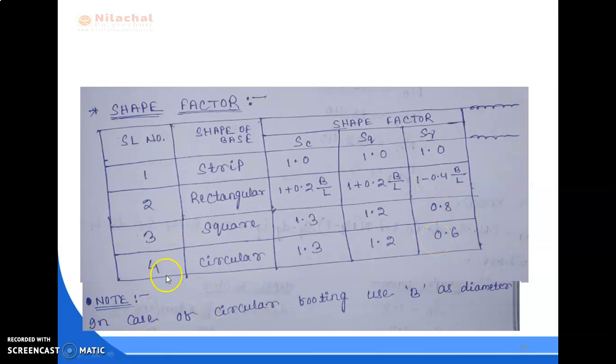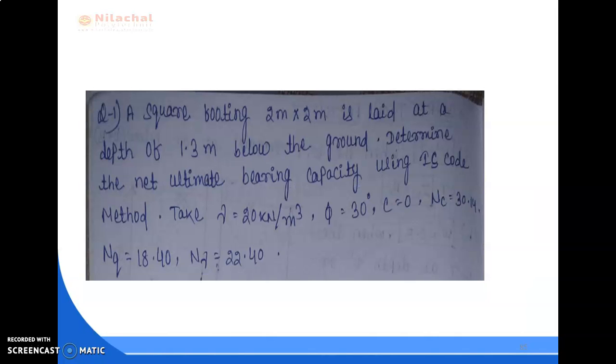So, according to the question or the shape of the footing, you have to apply the shape factor value. In case of circular footing, use B as diameter. Already I have told about it, already solved. If the width is given in circular footing, we consider it as a diameter. This is B. So let us solve a problem.